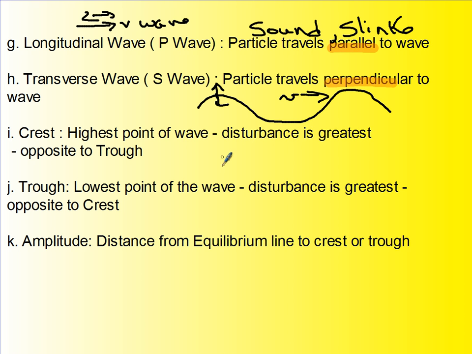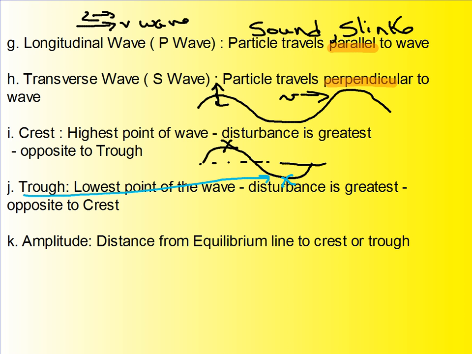Okay, the crest is the highest point of the wave. So if this is my wave, the crest is that point right there, while the trough is the lowest point. You can also say it's where the disturbance is greatest. But my trough is at the very bottom.